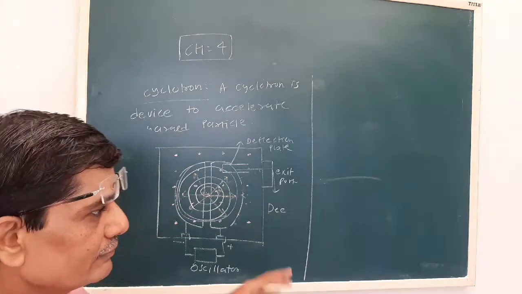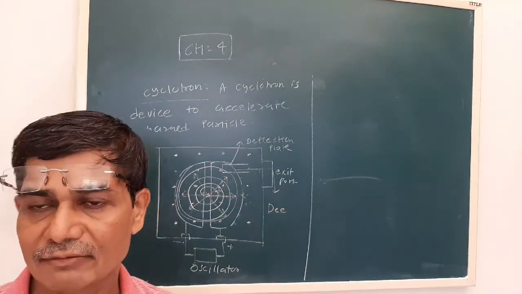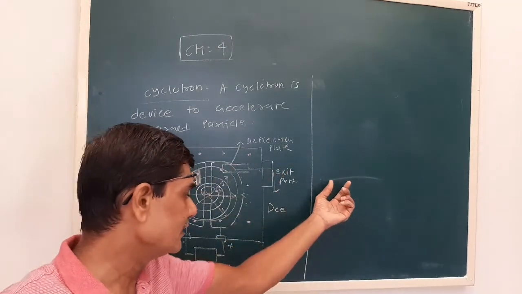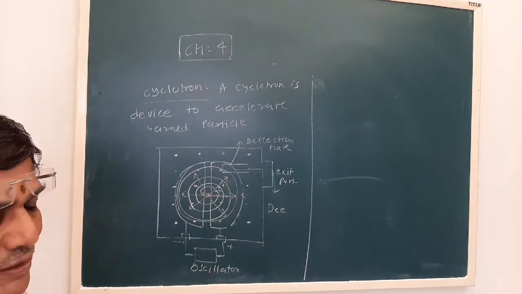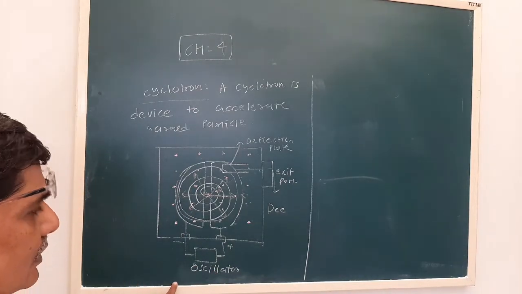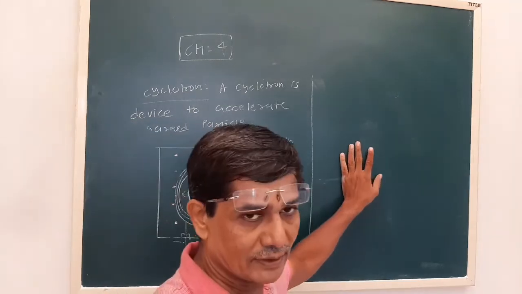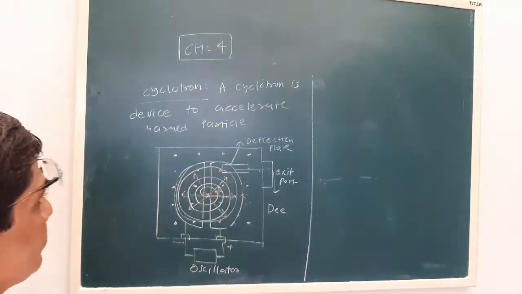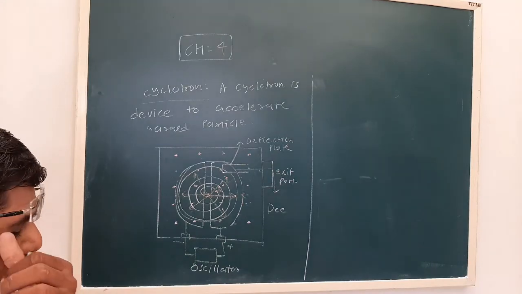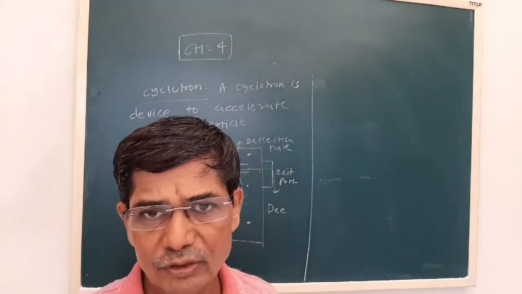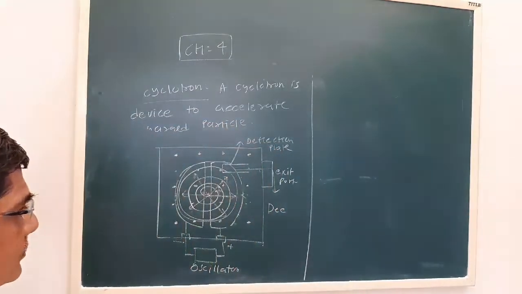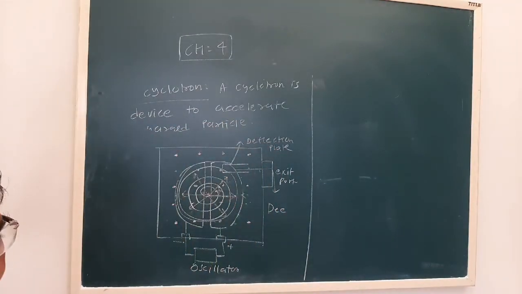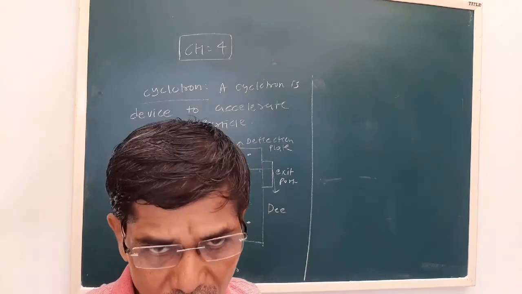Now we have obtained the equation of the frequency required. The frequency of the oscillator will be equal to the frequency we obtained in the equation. So this is a device which is very useful to accelerate charged particles, especially positively charged particles. For negatively charged particles like electrons, we have a device called synchrotron.